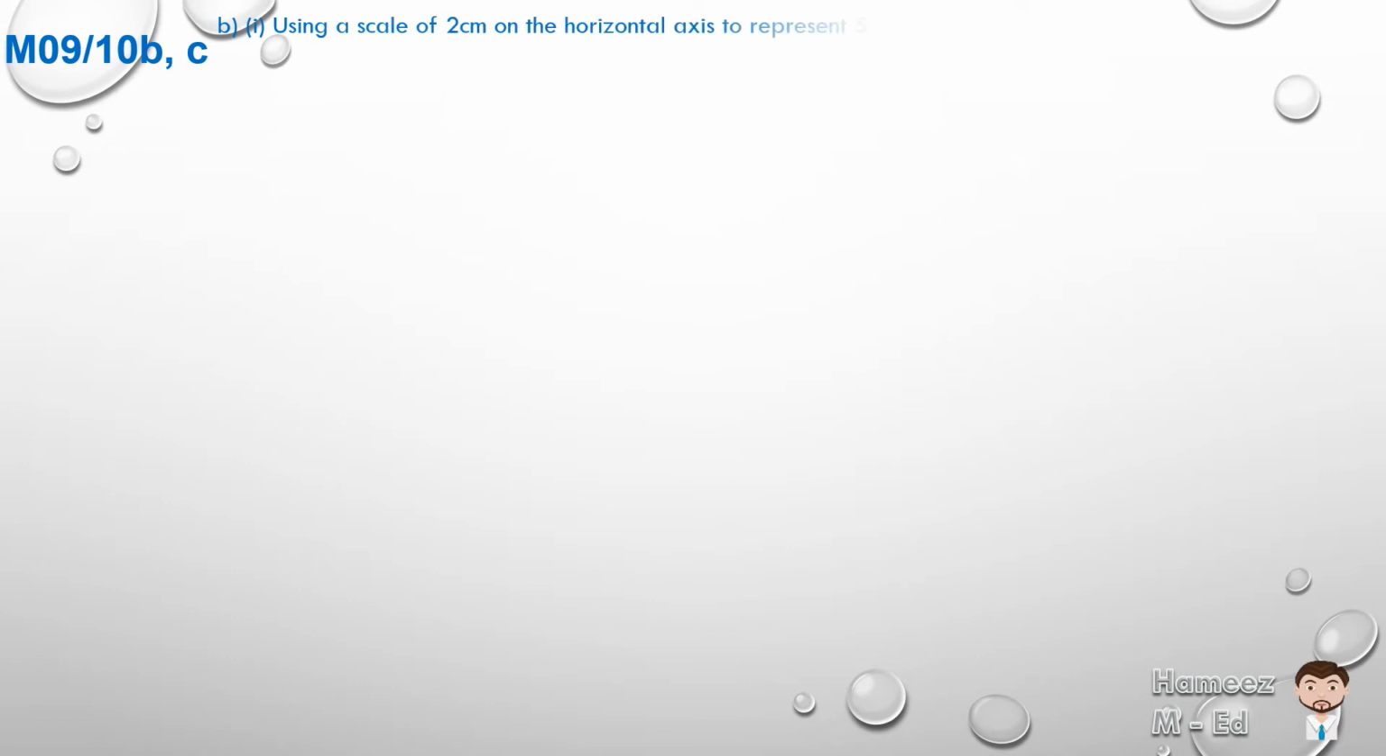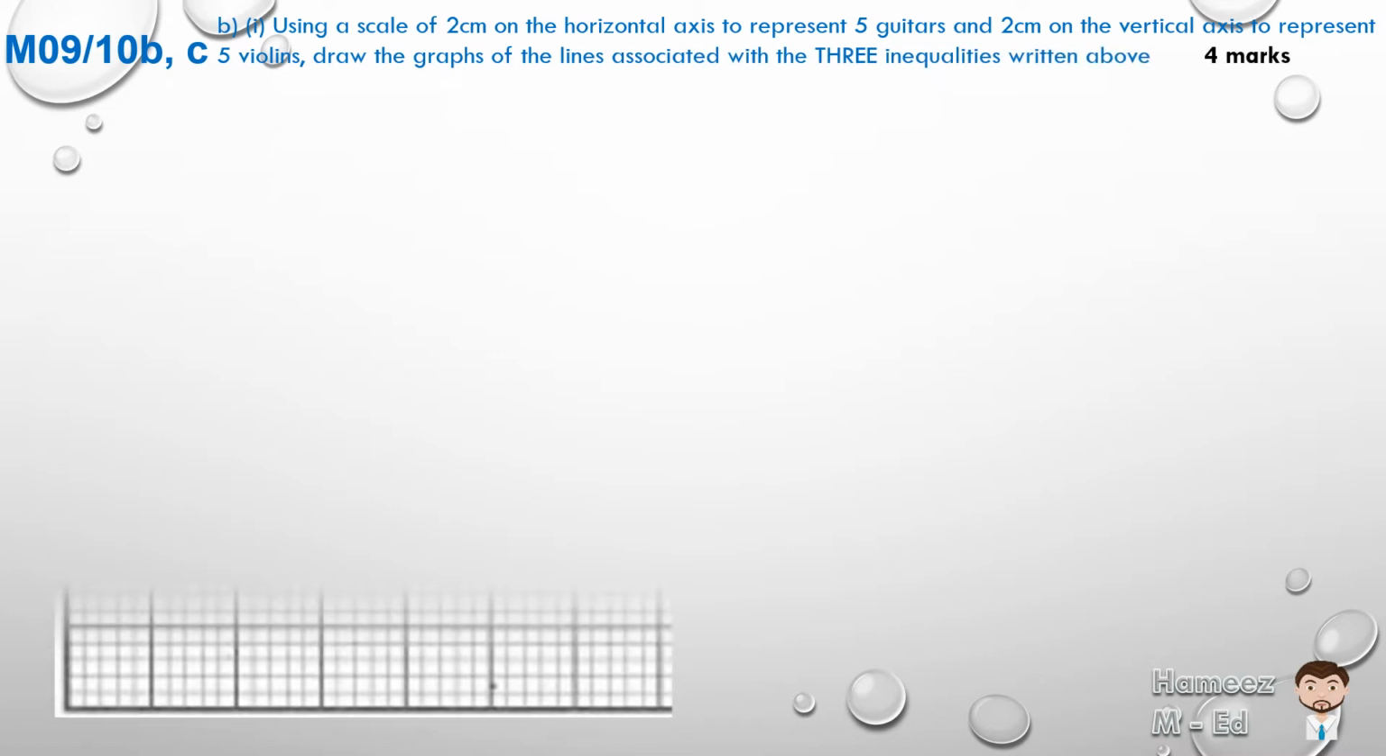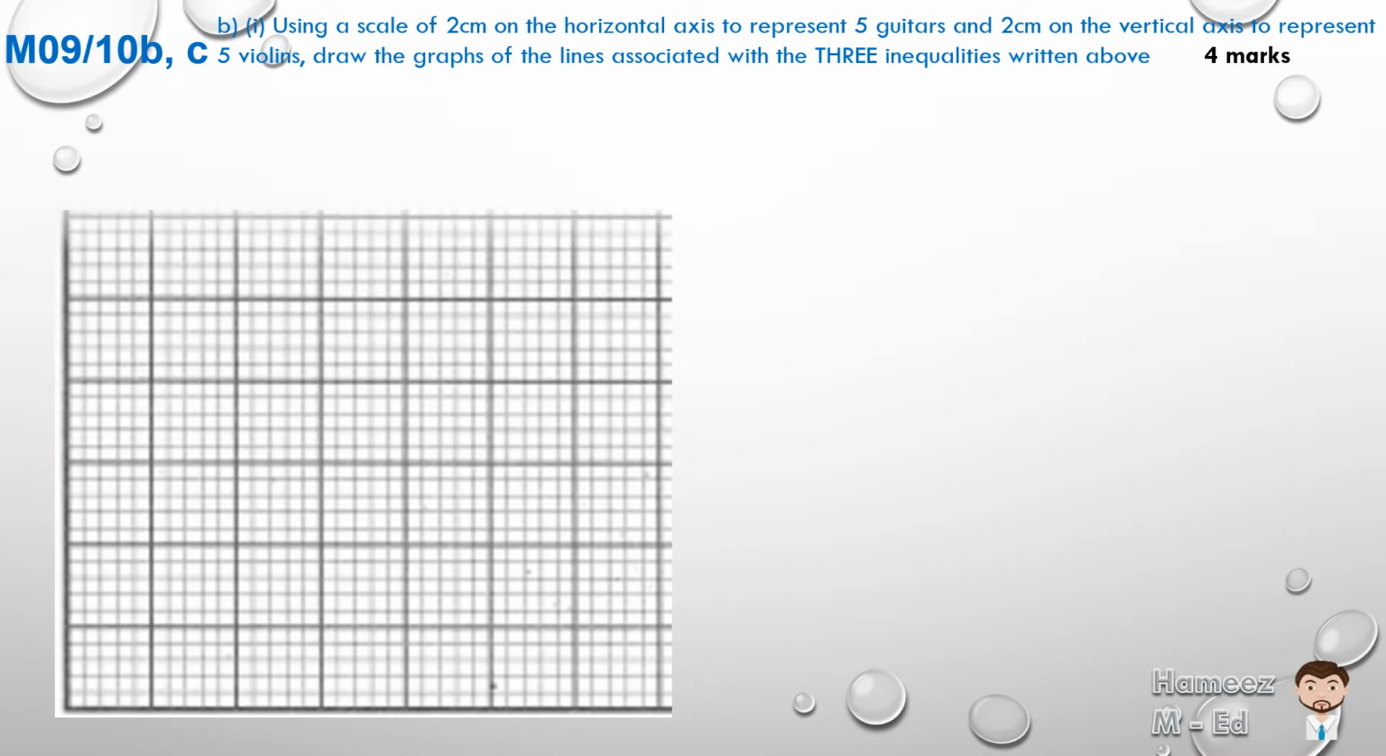May 2009, number 10B. Using a scale of 2 centimeters on the horizontal axis to represent 5 guitars and 2 centimeters on the vertical axis to represent 5 violins, draw the graphs of the lines associated with the 3 inequalities. So let's bring up our graph, and if we consider that each one of those major lines is 2 centimeters away, then we can say 0, 5, 10 onwards. And similarly, if we look on the y-axis, it's the same scale.